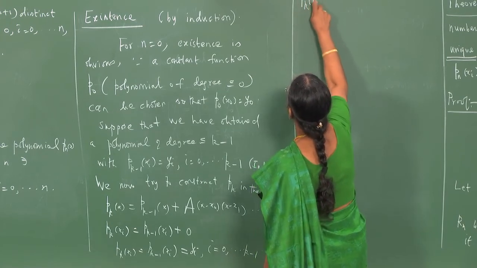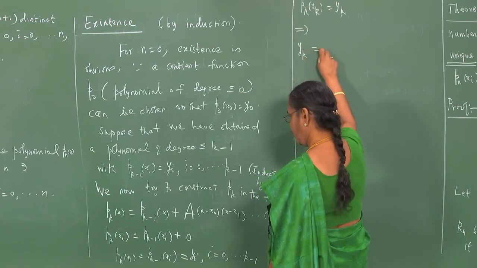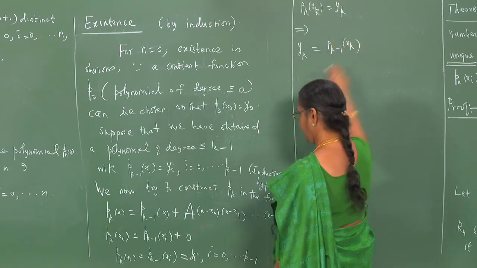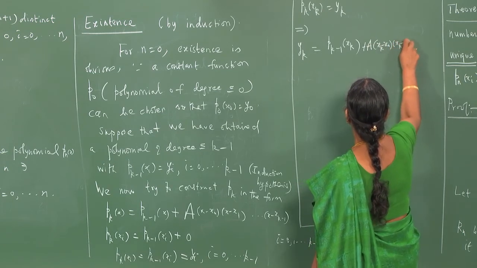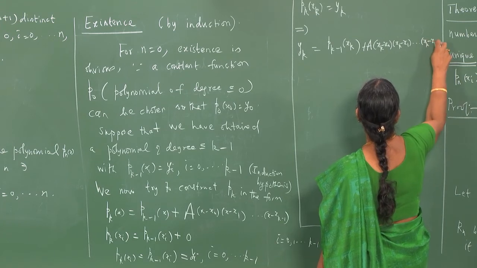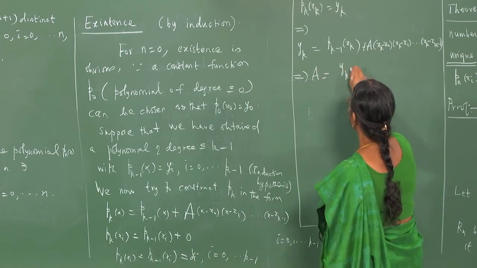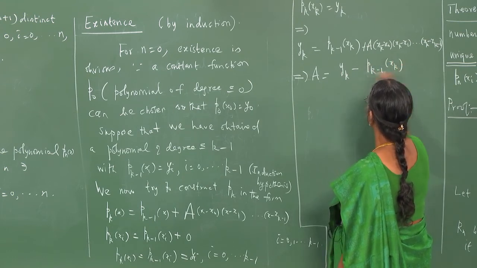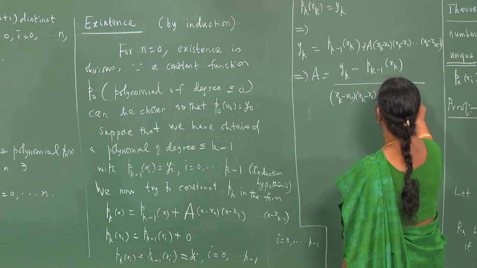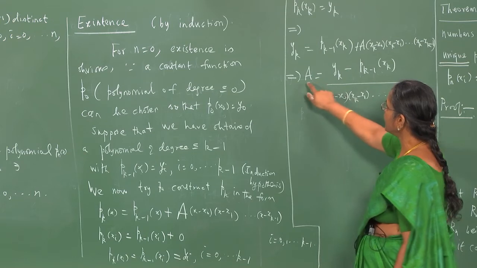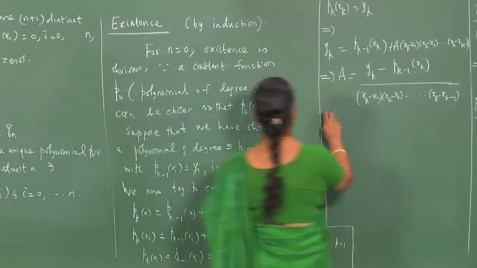So, pk of xk must be equal to yk, which implies that yk is equal to pk minus 1 of xk plus a times xk minus x naught, xk minus x1 and so on up to xk minus xk minus 1, which immediately tells you that a, the arbitrary constant, must be yk minus pk minus 1 at xk divided by xk minus x naught into xk minus x1, etc. up to xk minus xk minus 1. So, the constant a is determined.